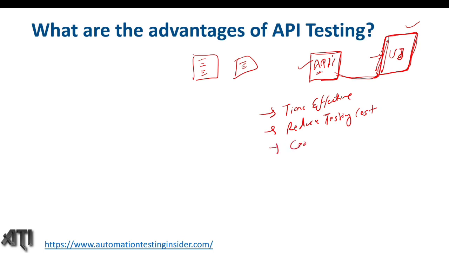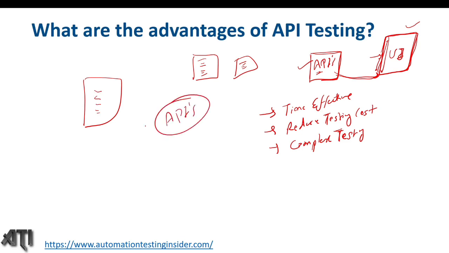We can perform some complex testing using API testing. So how are we going to do it? Let's say there is a banking application where we perform some payment related activities. Those payment related activities we can actually do through API as well. So that kind of complex functionality we can perform using API testing as well. Another important advantage is that it is language independent.